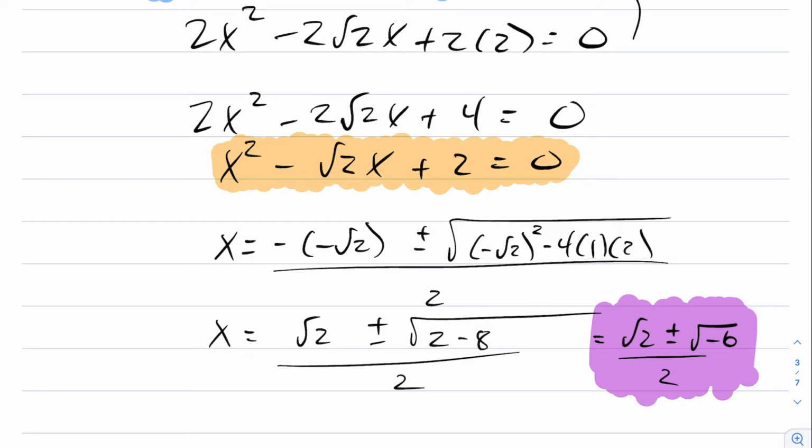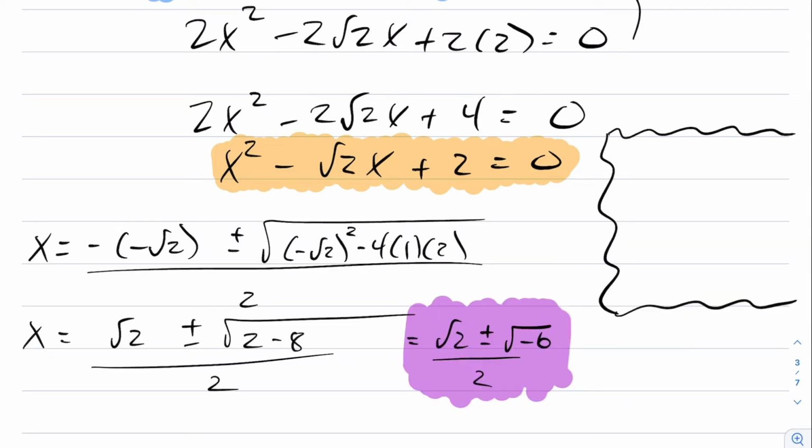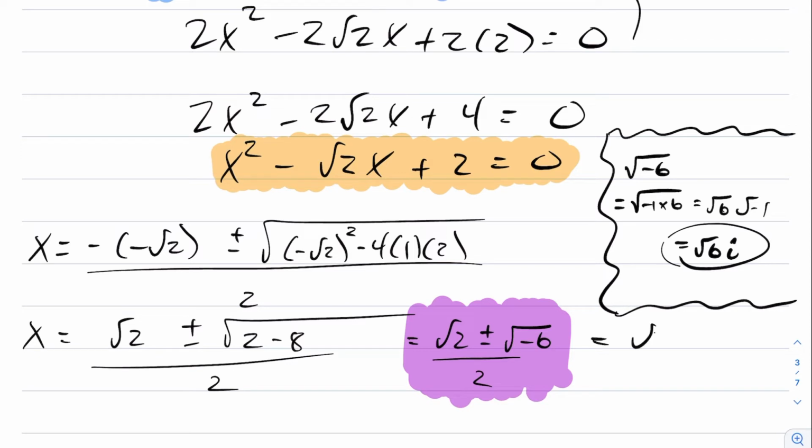To handle complex roots, we have to take a look at what the root of negative 6 is equal to. Well, the root of negative 6 is equal to the root of negative 1 times 6, which can be expressed as the root of 6 times the root of negative 1. And we know that the root of negative 1 is i. So we can replace this with root 2 plus or minus root 6i over 2.